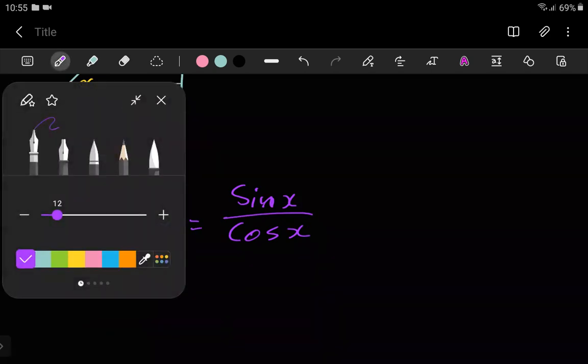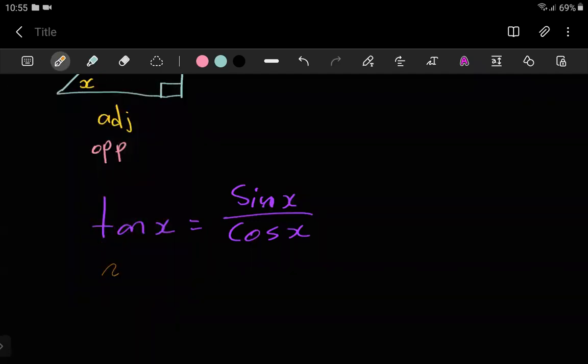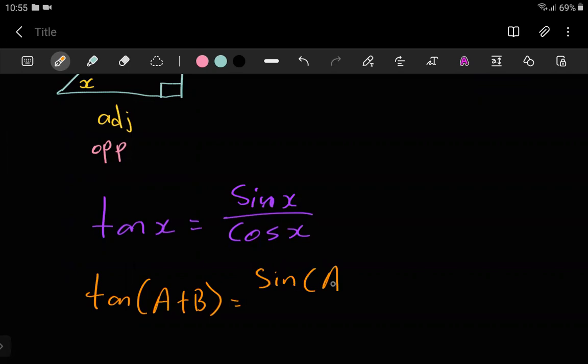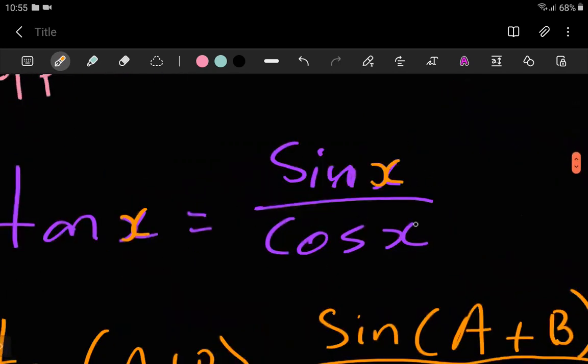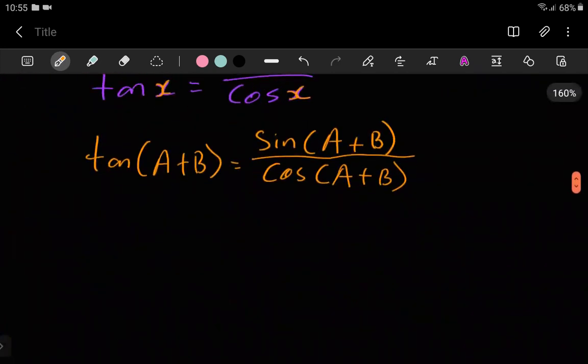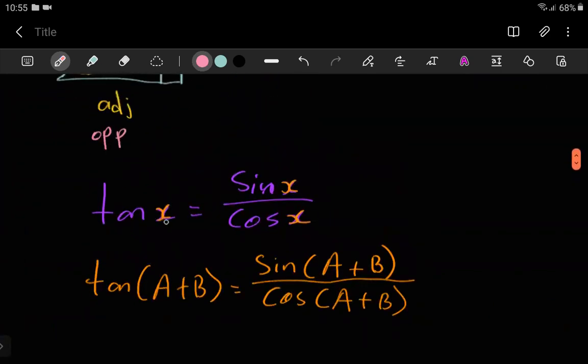So when you're seeing something like tan of a plus b, this can be written as sine of a plus b on top, and then cos of a plus b at the bottom. So this is what we can keep in mind: regardless of what this is, it will always be this part also, and it will always be this part as well. This is just an identity for tan, to say that tan x is equal to this thing here.